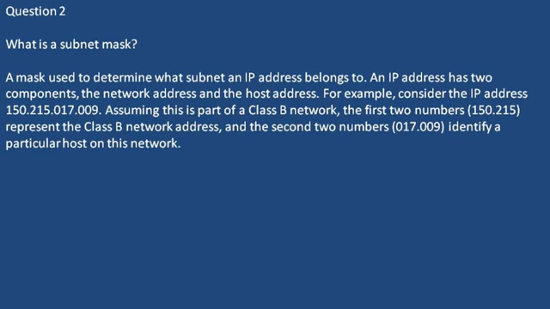Question number 2. What is a subnet mask? A mask used to determine what subnet an IP address belongs to. An IP address has two components: the network address and the host address. For example, consider the IP address 150.215.017.009. Assuming this is part of a Class B network, the first two numbers, 150.215, represent the Class B network address, and the second two numbers, 017.009, identify a particular host on this network.